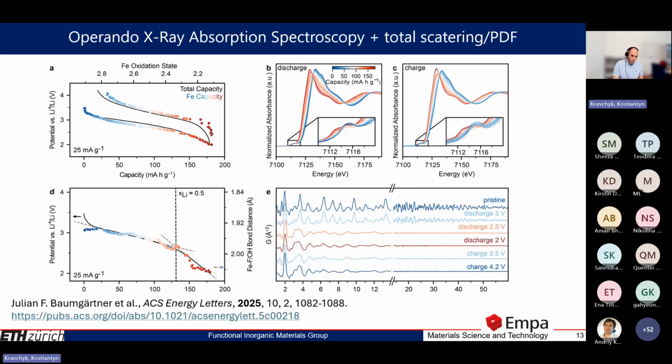And also, this total scattering measurement with PDF analysis could be quite important, especially for analysis of amorphous material, because very often materials can be lithiated, but they're getting amorphized. So basically, classical X-ray diffraction could be quite useless to understand what structural changes are happening in your sample.